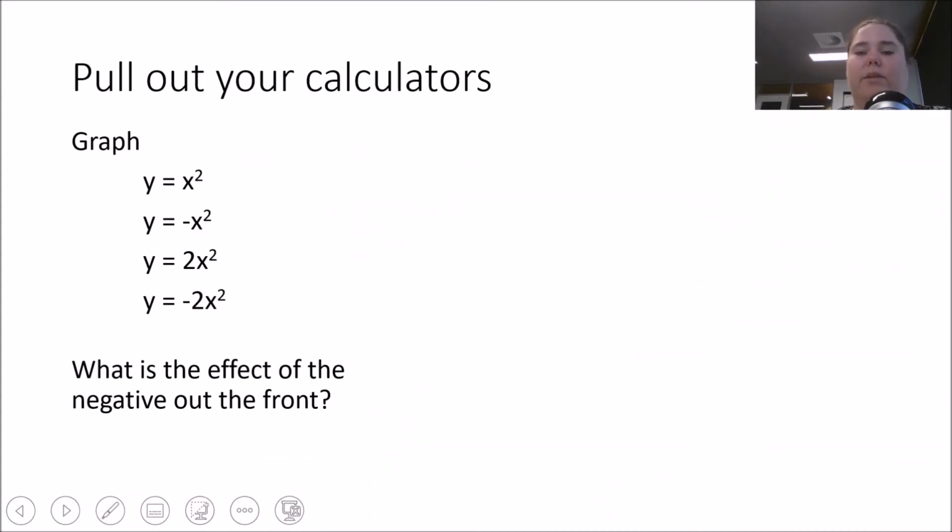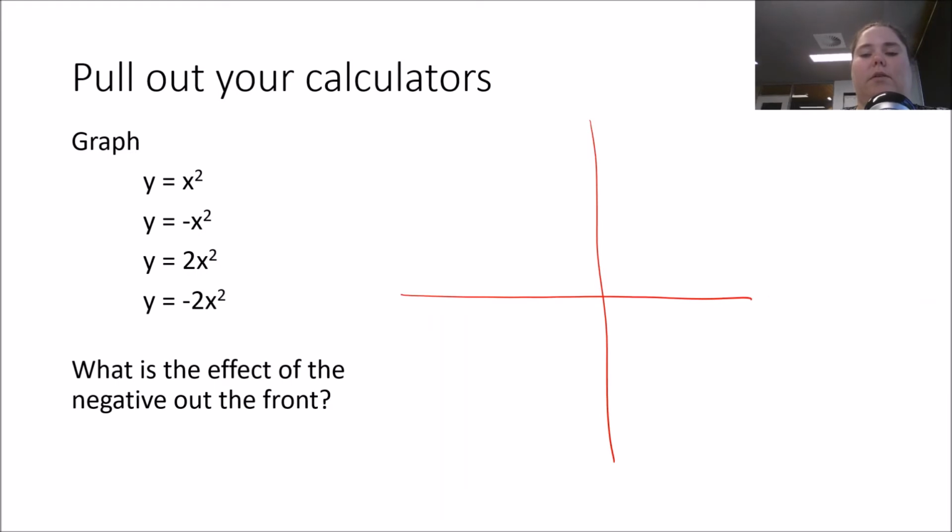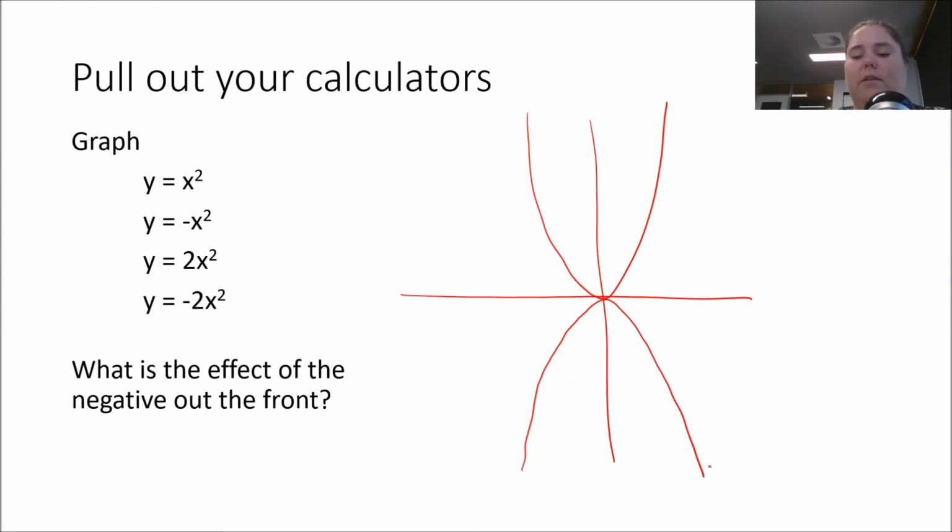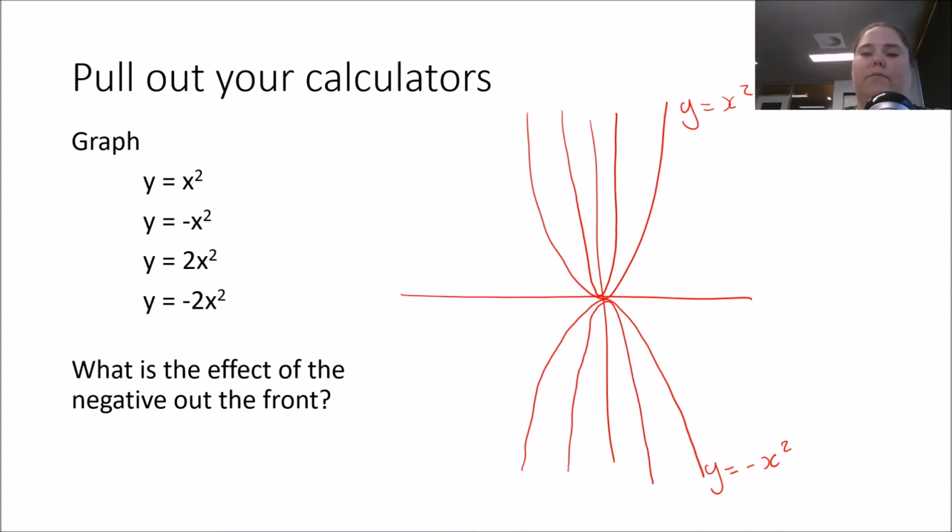Okay, what happens when we stick a negative in? So stick them in your calculator and see what happens. So we know our general graph is that guy. And hopefully you've figured out that in your calculator, that is the negative version of our graph. And it's the same if you do the other two. So we've got y equals 2x squared, and then y equals negative 2x squared.